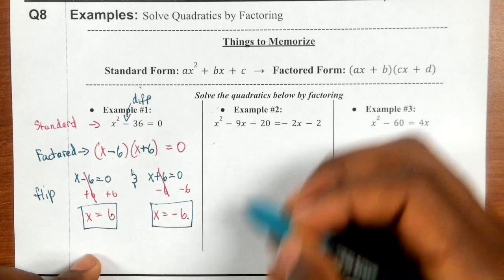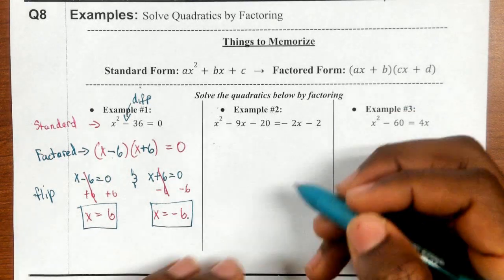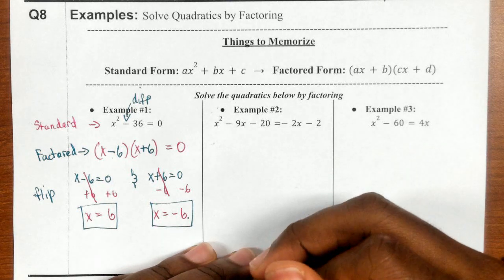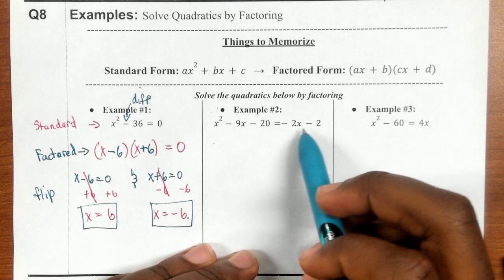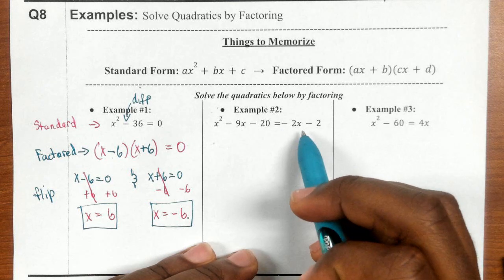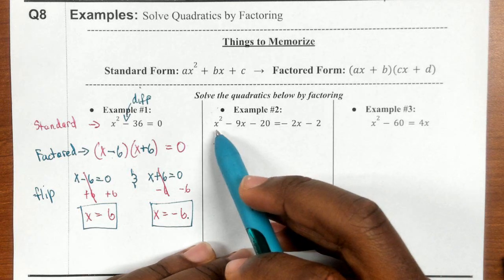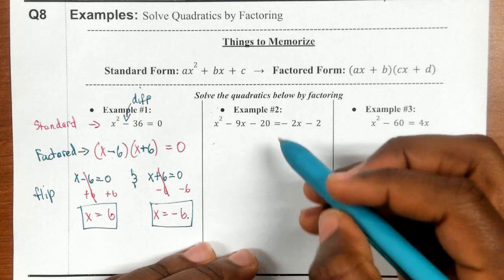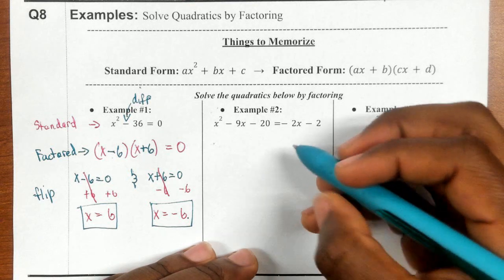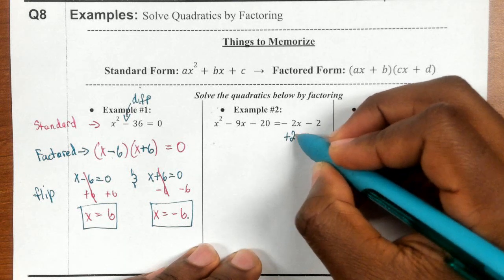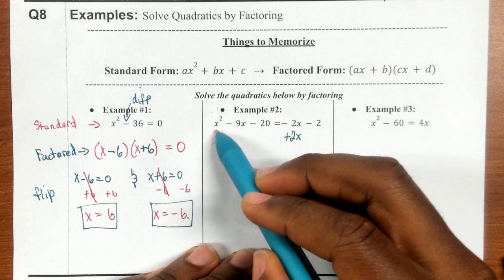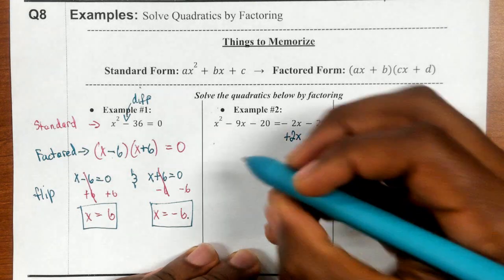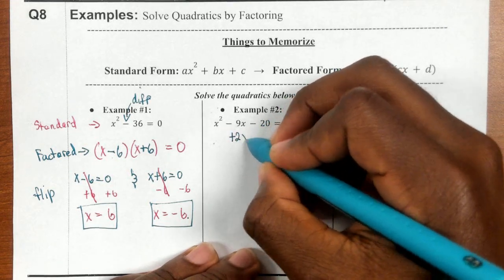Alright, next question. First things first, guys, I need to make sure that it's in the standard form for quadratic. Is this in the standard form for quadratic? No, because everything is not already on the same side. So I'm going to move everything to the same side. I'm going to add 2x to both sides. Am I going to add it to x squared? No. Negative 9x? Yes, because that's a like term.